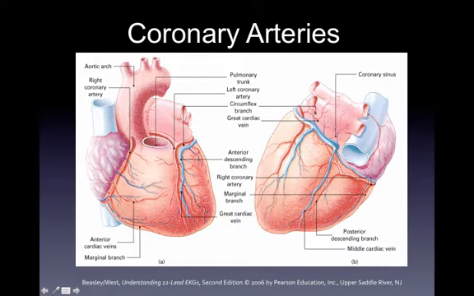So, back to this. We have an occlusion here, 90% of the left and 10% of the right. We have an occlusion here, 90% of the right and 10% of the left. The area that they overlap is in the inferior wall.